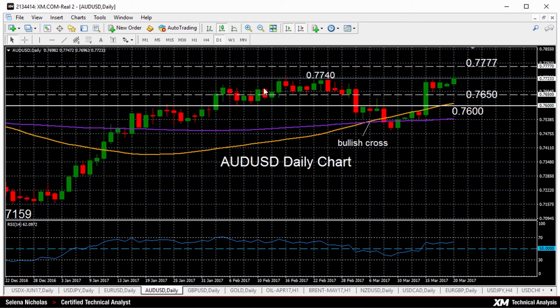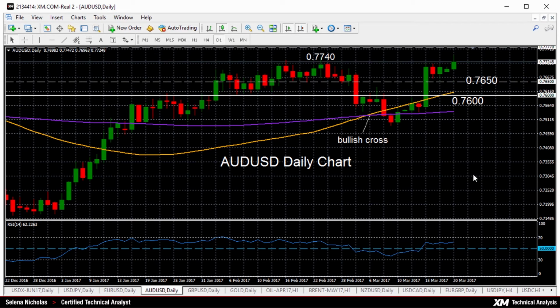Prior to leveling off, prices were rising from a low of 0.7159. So we had that bullish market structure before consolidation, but if we look at the moving averages, there was a bullish cross here when the 50-day moving average, which is the orange line, crossed above the 200-day moving average, which was the purple line. So basically this happened in early March.